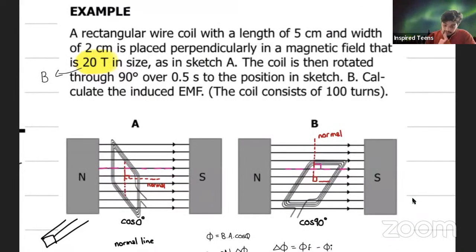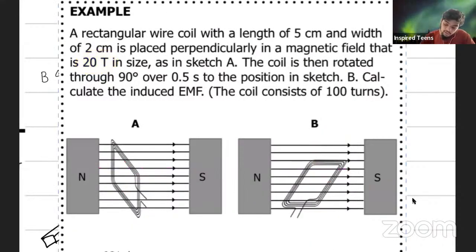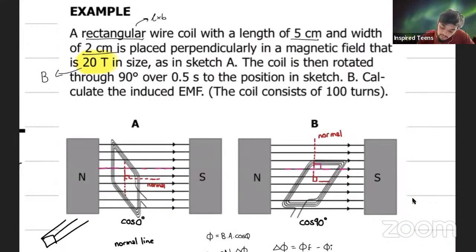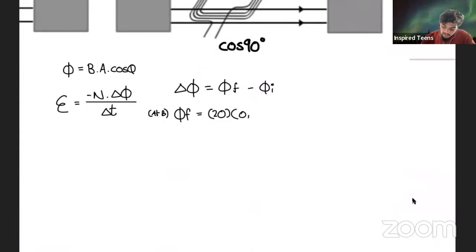Here they tell us that a rectangular wire coil has a length of 5 centimeters and a width of 2 centimeters. The rectangular area is equal to length times breadth. We have to convert these to meters, so 0.05 meters and 0.02 meters. Since it's a rectangle, the area is 0.05 times 0.02. So B times A times cosine theta.